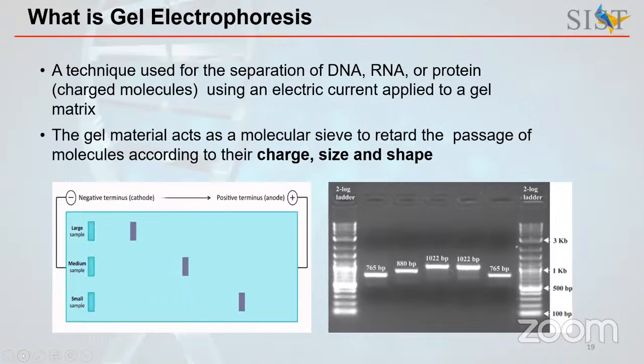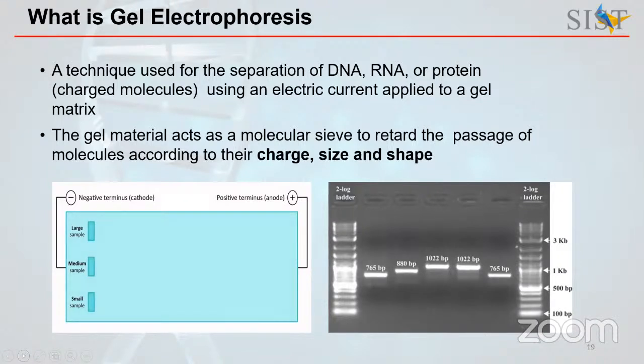Let's say a DNA fragment exists in very large quantity. The DNA is a large fragment, so it will move slowly compared to a small DNA fragment. Why? The small fragment can move faster. And the medium DNA fragment will move in between the large and the small fragment, as you can see in the animation.